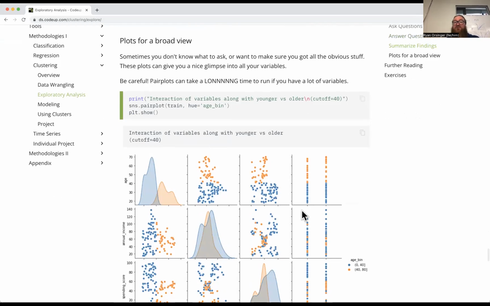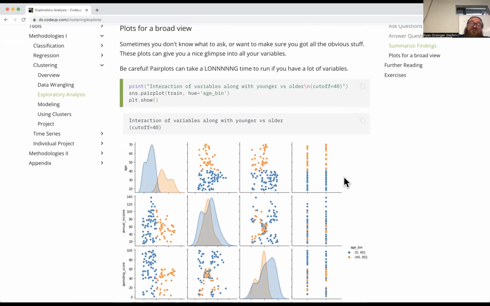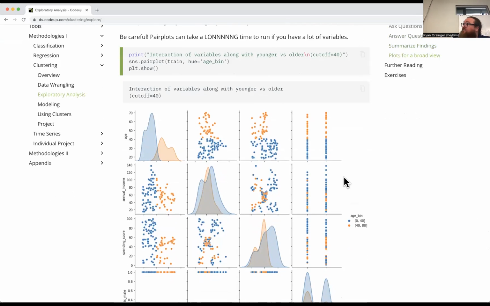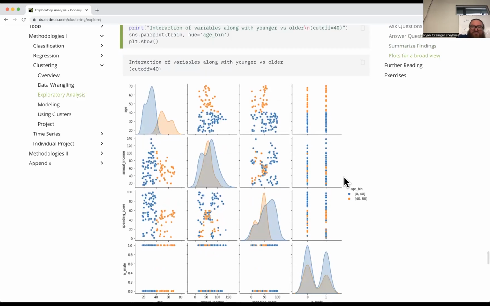Pair plots can take a very long time to run. If you don't believe me, the curriculum says long, with 1, 2, 3, 4, 5, 6 ends. So that's very long. This is exceedingly processor intensive if you have 2 million data points or 70,000 data points. Y'all know this already. What's really cool, we can try to control for certain variables by using the hue argument.